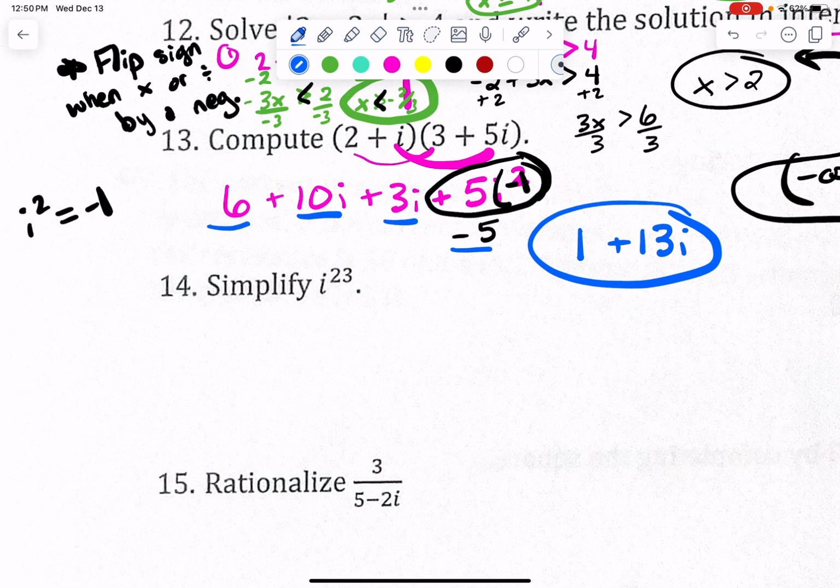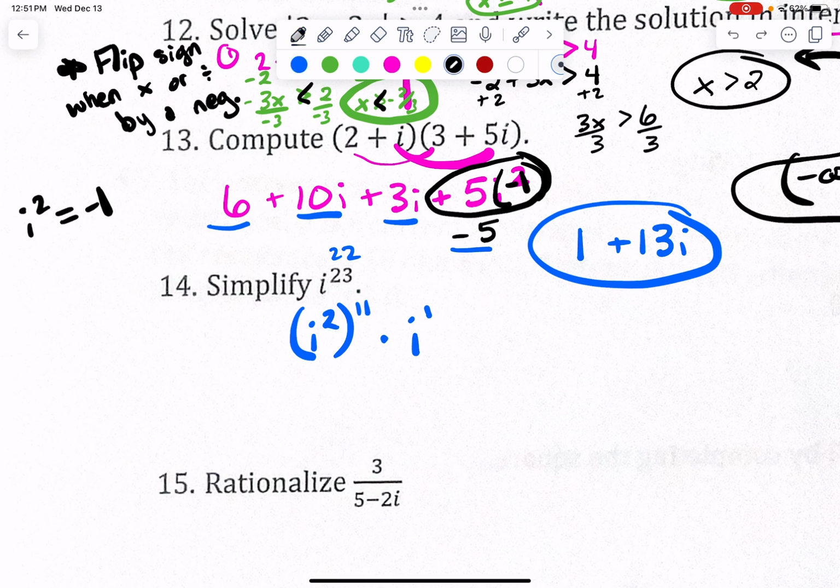All right, 14. We're simplifying this, which means we're breaking it down. That's 23 i's all in a row. So I don't know what i to the 23rd is. I only know i squared. But I know that if I take i squared to the 11th power, that gives me 22. Times one more i, that will give me the 23rd one. Okay, so 2 times 11 is 22, plus another one is 23.